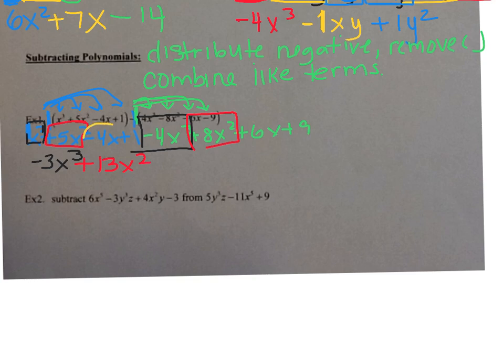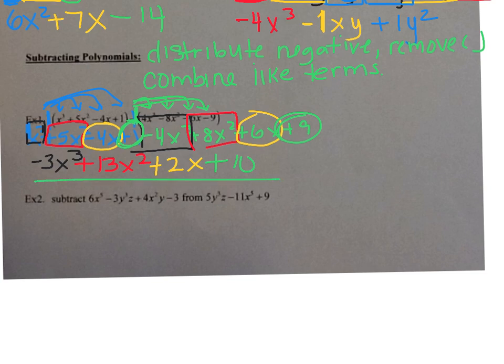And then I have negative 4x and a positive 6x. So negative 4 plus 6 is positive 2x. And then I have the 1 and the 9 there. So 1 plus 9 is 10. So that would be my final answer.